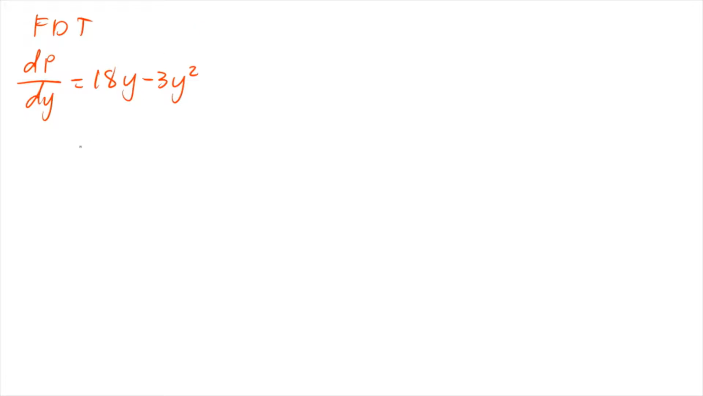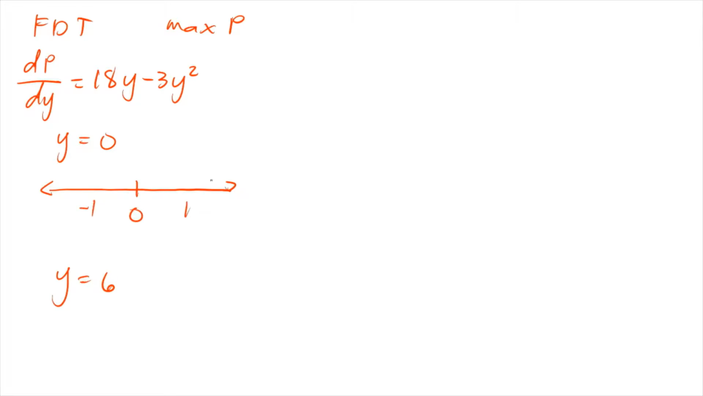And the critical values are y equal to 0 and y equal to 6. So let's test. Let's draw a number line. Let's say this is y equals 0. Let's choose some test values on the left and on the right of y equals 0. Let's say on the left -1, on the right +1.